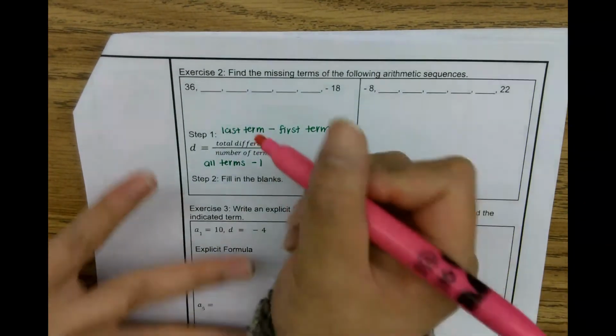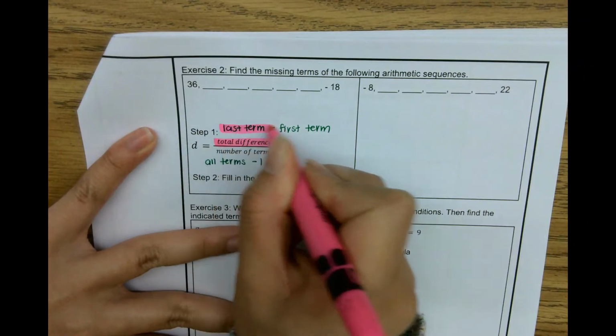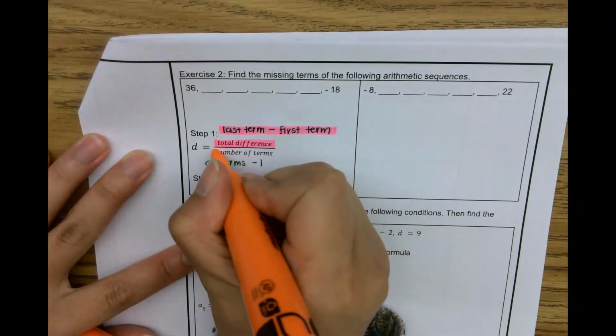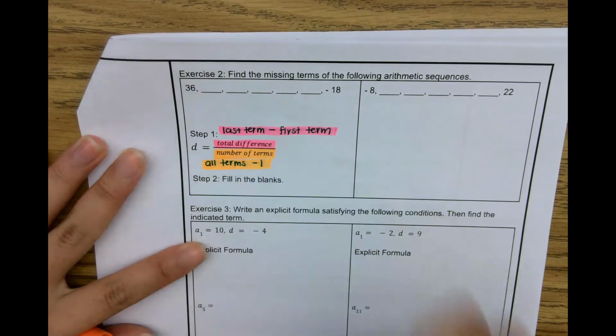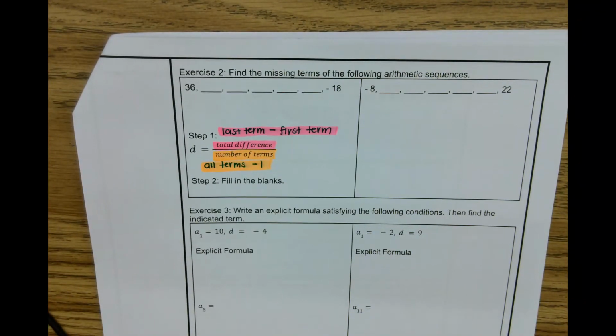So the difference is going to be our total difference, which is last term minus first term, divided by the number of terms we have. And that is all terms minus 1. Once we have that, we can just fill in the blank. So let's do that.